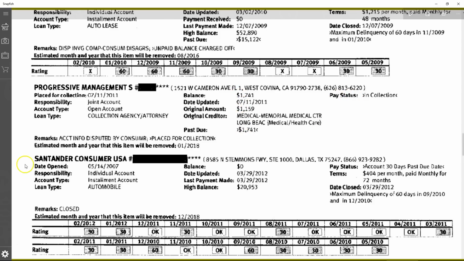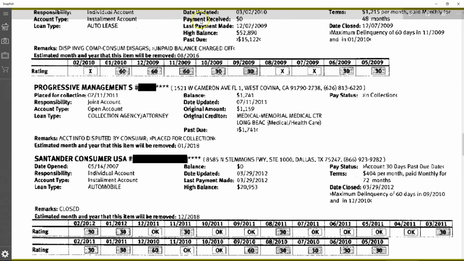Payment status, all right? So remarks, account disputed by consumer, placed for collections. The estimated month and year that this item will be removed from the credit report is 2018. So if you want to find out the last time they made a payment, you will see that up. Where is that here? Last time they made a payment.